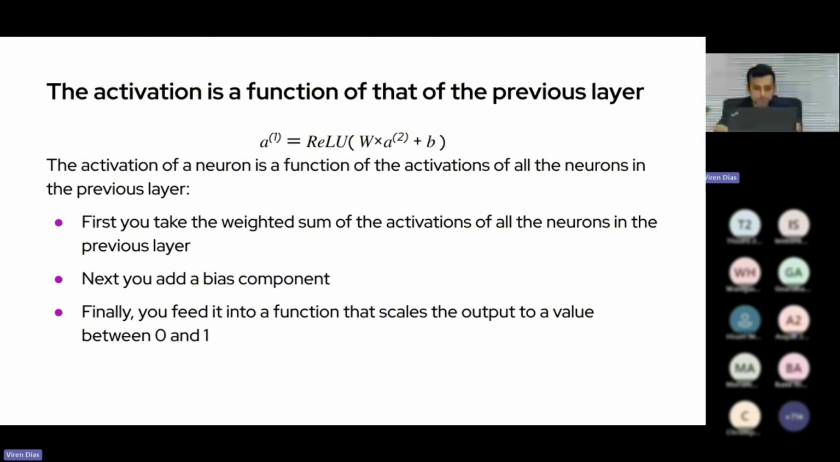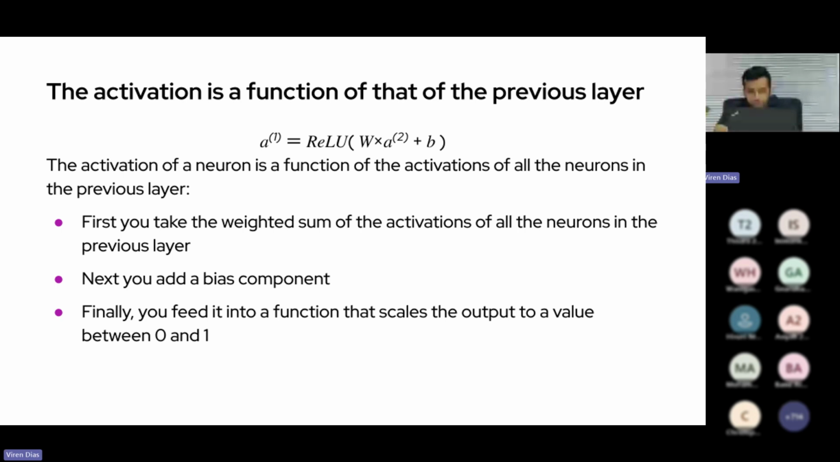And this weighted sum plus bias component is then fed into a function that essentially scales the output to a value between 0 and 1. In the past, they've used what's called the sigmoid function for this, but more recently we've been using the rectified linear unit, or ReLU. These weights and biases can be adjusted so that the neuron only lights up when the particular subcomponent or component that it is looking for is present.